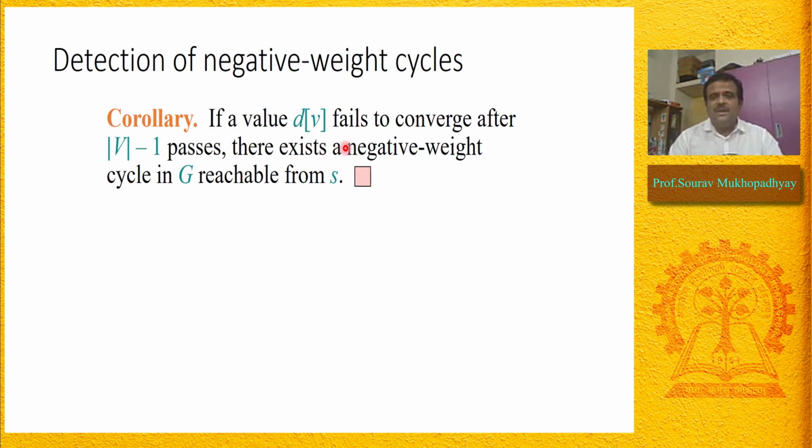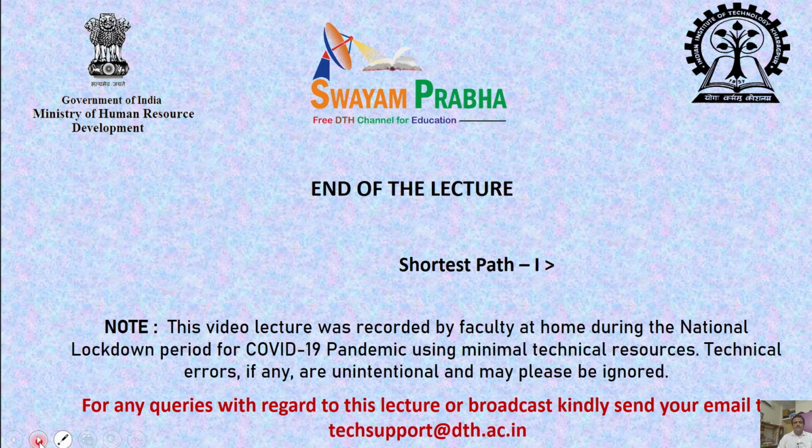If d fails to converge after even order of V times in that outer loop, then there exists a negative cycle.